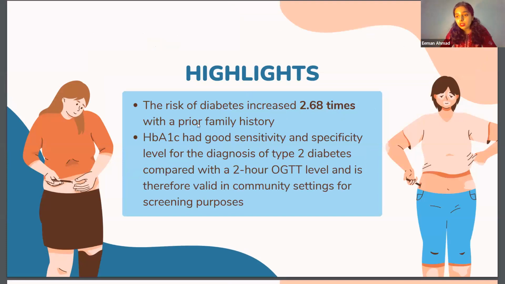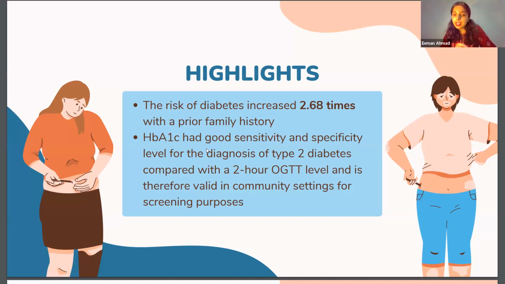As I mentioned earlier, positive family history is very important because the risk of diabetes increased 2.68 times with a prior family history. So if there's someone in your family who does have diabetes, unfortunately the risk of you getting diabetes is 2.68 times more than someone who does not have a family member who has diabetes. So that's also something that should be kept in mind.